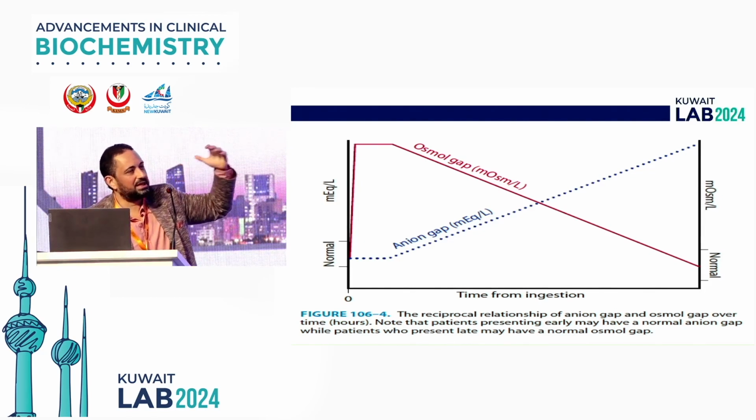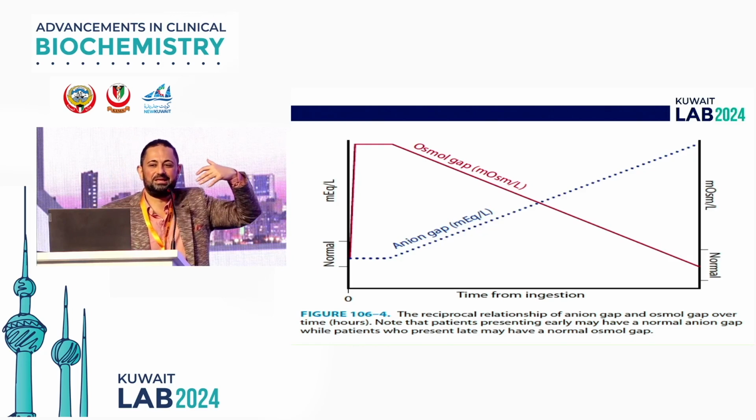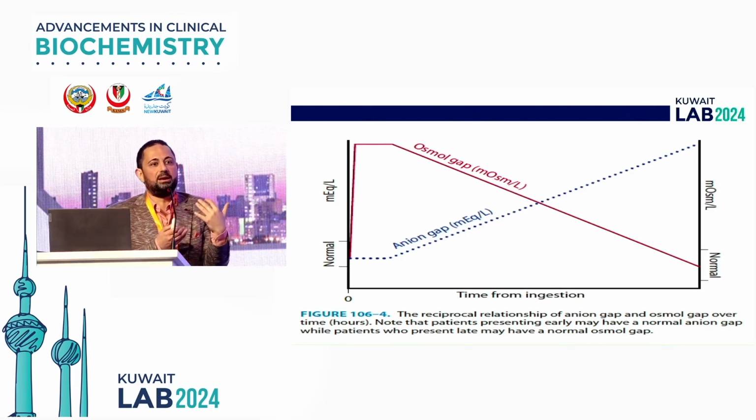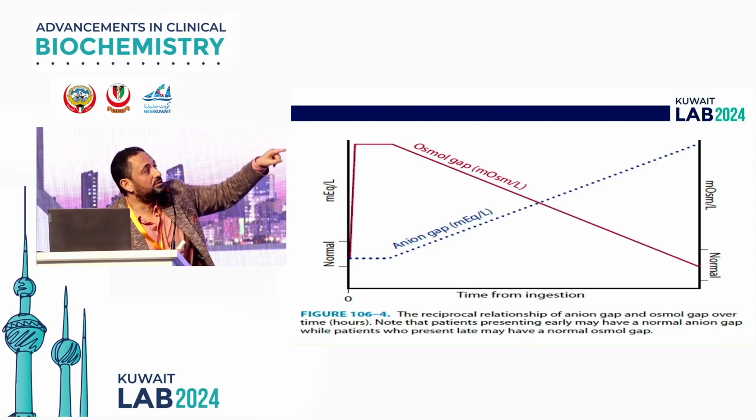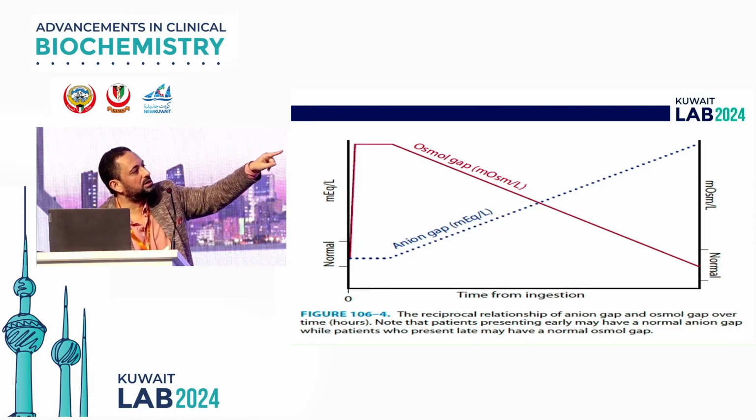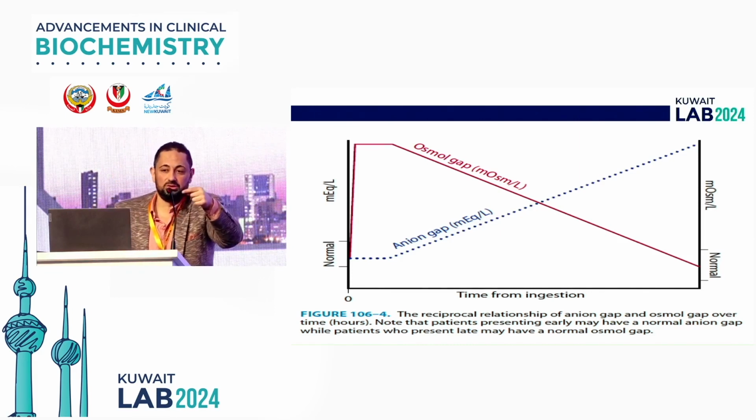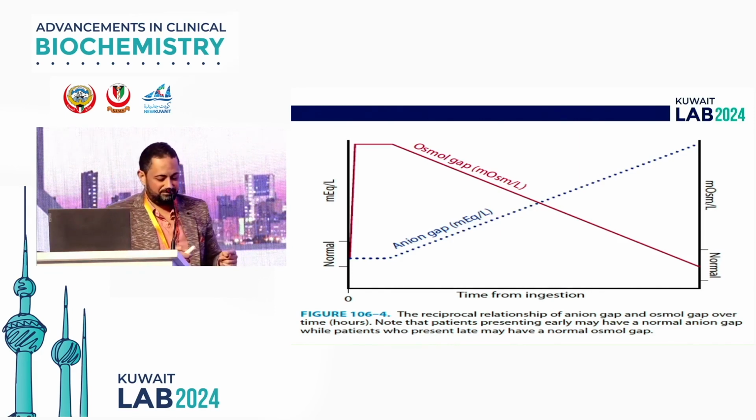So this is like our stethoscope. We interpret cases like this. If I find a patient with toxic alcohol ingestion with a high osmolar gap, and there is no metabolic acidosis, it does not mean this is not methanol. And if we find a patient with high anion gap metabolic acidosis with a normal osmolar gap, it does not exclude toxic alcohol ingestion, okay?